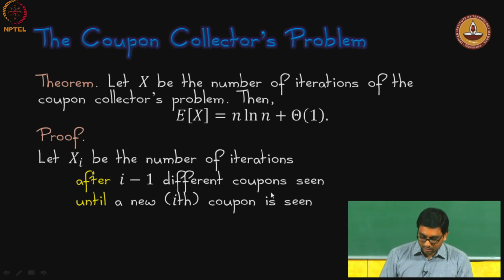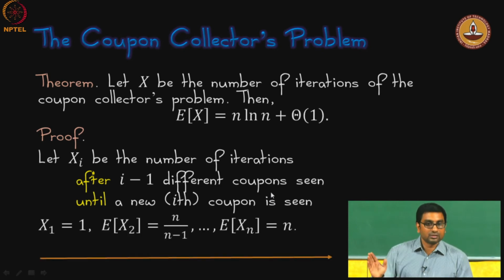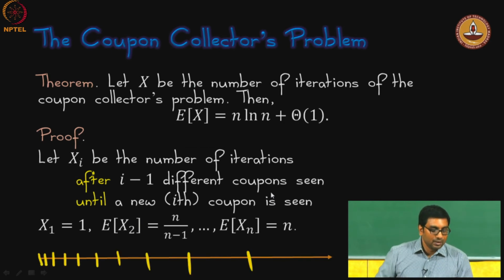So, let us make sure we understand what this means. This is, let us say, the timeline; you are sampling over time. The very first time you buy something, you are going to see something new. So your x 1 is the number of purchases after you have seen 0 different coupons until you see the first new coupon. That is just x 1 equal to 1. The very first time you buy something, you will get something new.